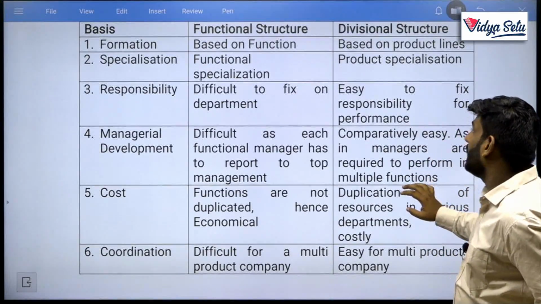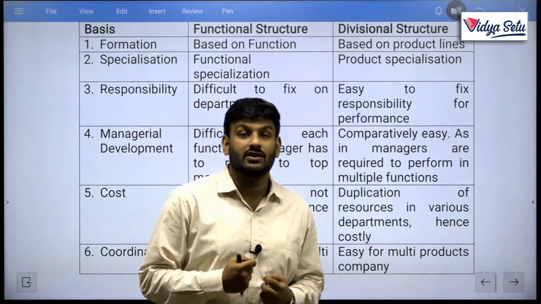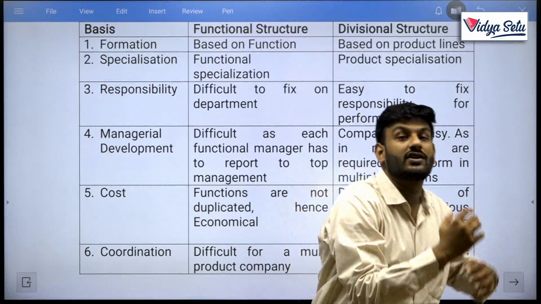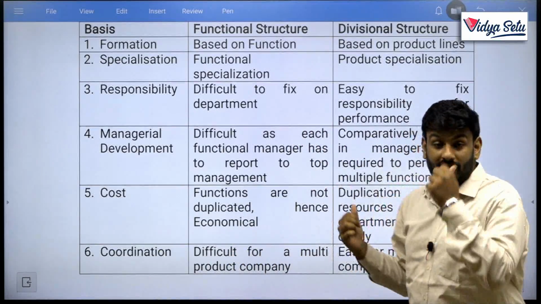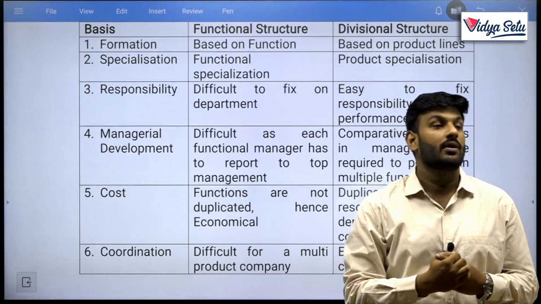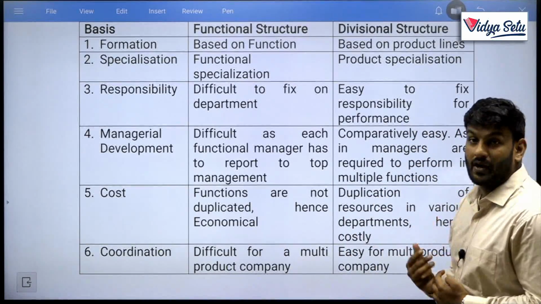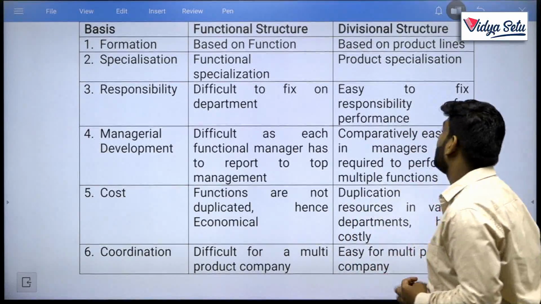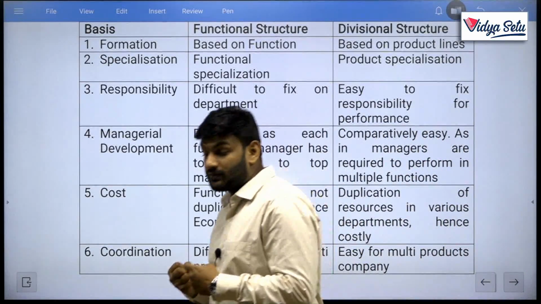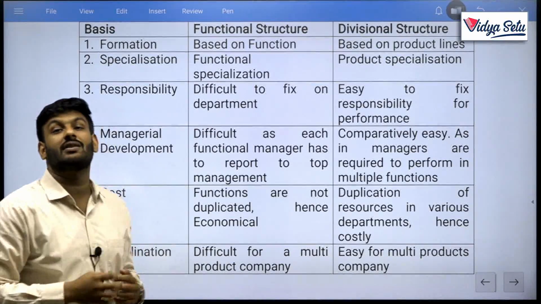Responsibility. In case of functional structure, it is difficult to fix which department or which function is going to do the work, or I must say the responsibility belongs to the functional manager only. But in case of divisional structure, the responsibility belongs to the divisional heads of each and every division or product. So it is difficult to fix responsibility on a department, but in case of divisional structure it is easy to fix responsibility for performance, because each product is divided into separate divisions, so we can assign the responsibilities to that particular divisional manager only.